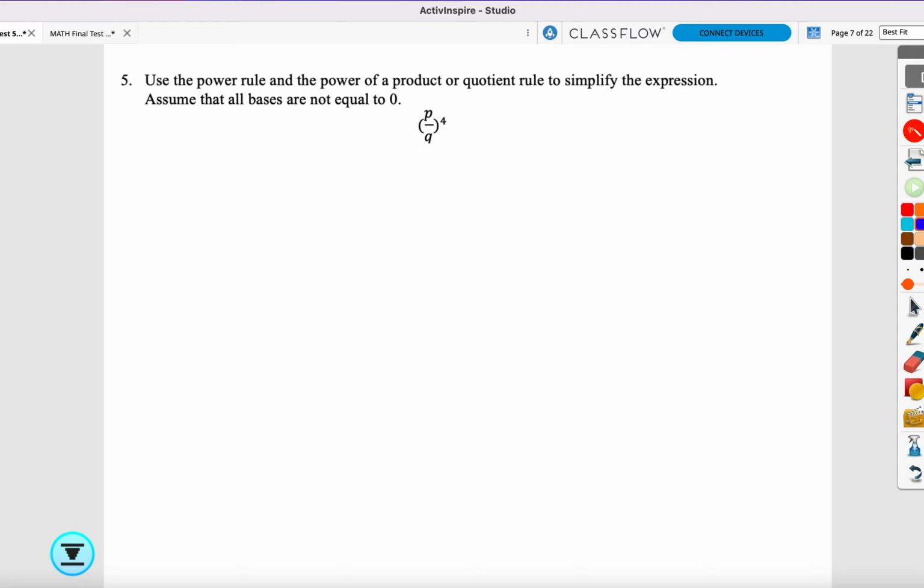All right. Number 5, use the power rule and the power of a product or quotient to simplify the expression. Assume the bases are not equal to 0, so p over q to the 4th power. When you have a fraction to a power, you just put the power on the top and the power on the bottom, and we're done.